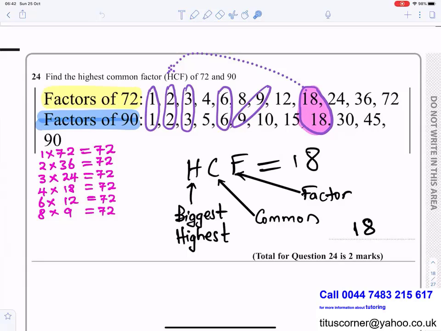And from the tree, you can draw a Venn diagram. But this is also a good method to do it if you can work out those factors quickly. Remember, it's 2 marks. So you've got to be able to do this in less than 3 minutes in an exam.